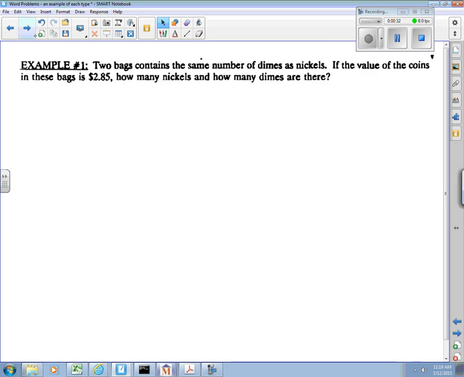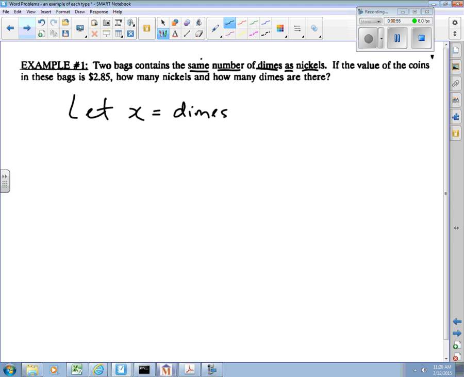Here's a simple example to start us off. Two bags contain the same number of dimes as nickels. If the value of the coins in these bags is $2.85, how many nickels and how many dimes are there? So, like most word problems, I have to define my variable. And when it says same number of dimes as nickels, it doesn't matter which one I call x. I'll let x equal the number of dimes that I have. X equals number of dimes, like 1 dime, 2 dimes, 3 dimes, 4 dimes, etc.